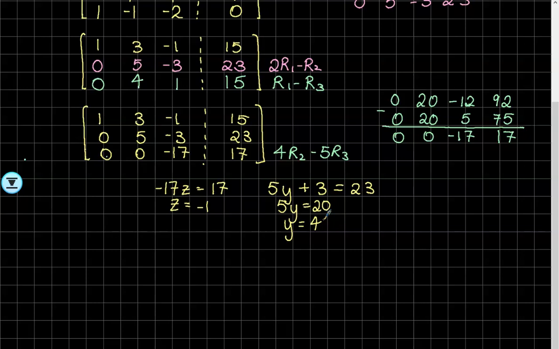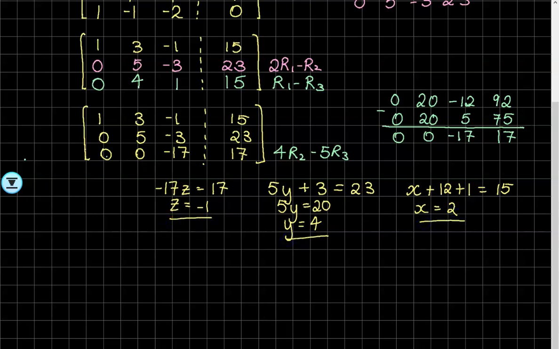And you know what's coming. What do we do, Dave? Put it into the top one. So that's now going to be x plus 3y. Now, we've just said y is 4. So 3 times 4, so plus 12, take z, so -1 times -1 is +1, that equals 15. X has to be 2.